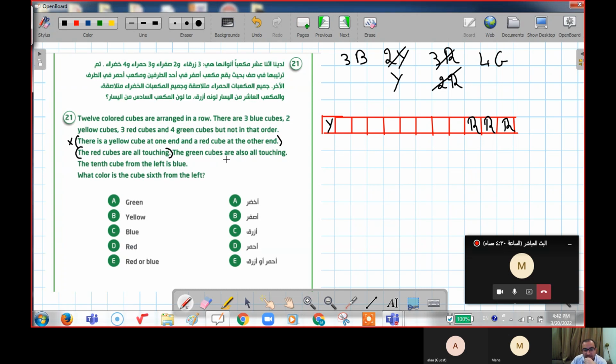The next sentence here, Maha. This one. The green cubes are also all touching. Okay. So the 4 green cubes are all touching. It means together. Okay. The next one, the last expression.